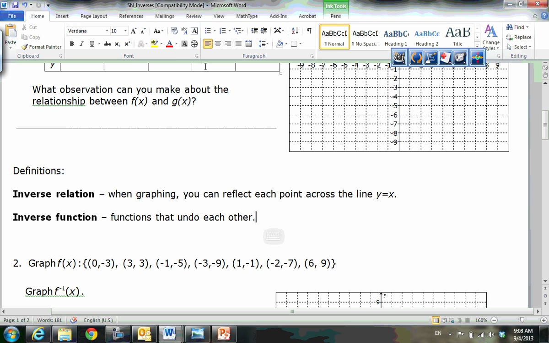Inverses are basically switching x and y. That's what you have to know. It's basically just switching x and y. If we have a relation, like right here, what's the difference between relation and function? Do we remember?